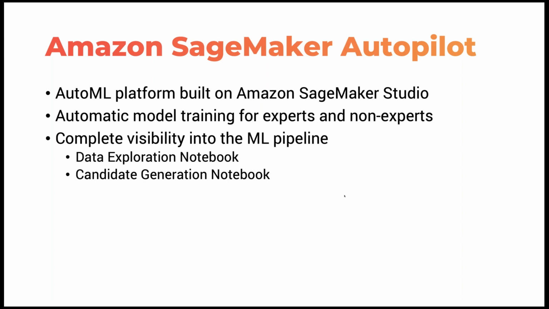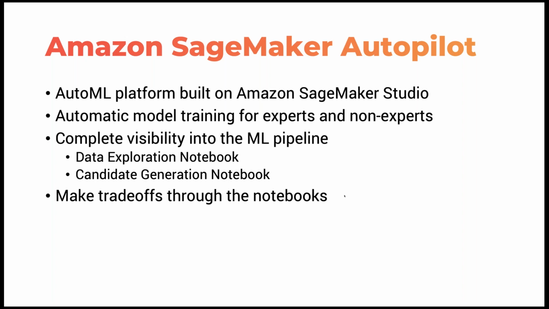When you're running an Autopilot job, you end up seeing two Python notebooks, which I'm going to show you. One is the data exploration notebook that tells you how the data has been prepped and explored, and the other is the candidate generation notebook, which tells you how the pipelines are built, what algorithms are being used, and what hyperparameters are used in creating the entire pipeline. It makes trade-offs through notebooks. The beauty of this is it's completely open source. You can find out why Amazon is using a specific technique by going to GitHub, looking at the source code, and coming back to the Jupyter notebook that the Autopilot job has emitted.